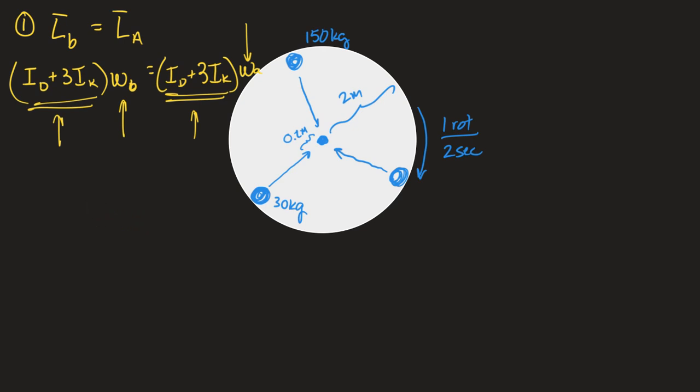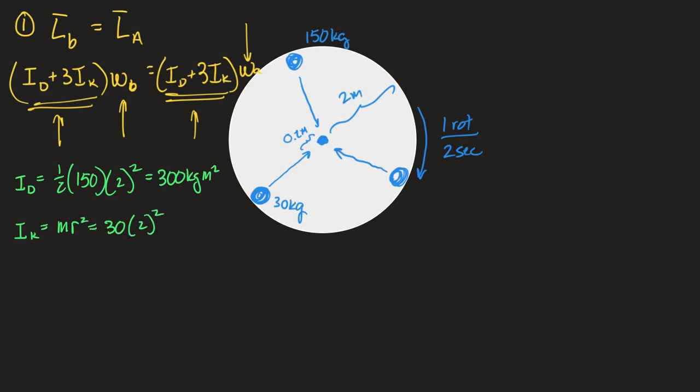All right, I assumed you paused the video. You probably didn't, but you should have. I'm going to start by realizing that the moment of inertia of the disk is the same in both, so I'll knock that out: 1/2 times 150 times 2 squared. 2 squared is 4, and half of 4 is 2, so this is just 300 kilograms meters squared. A single kid standing on the edge is a point mass, so that's mr squared: 30 times 2 squared, which is 120 kilogram meters squared.